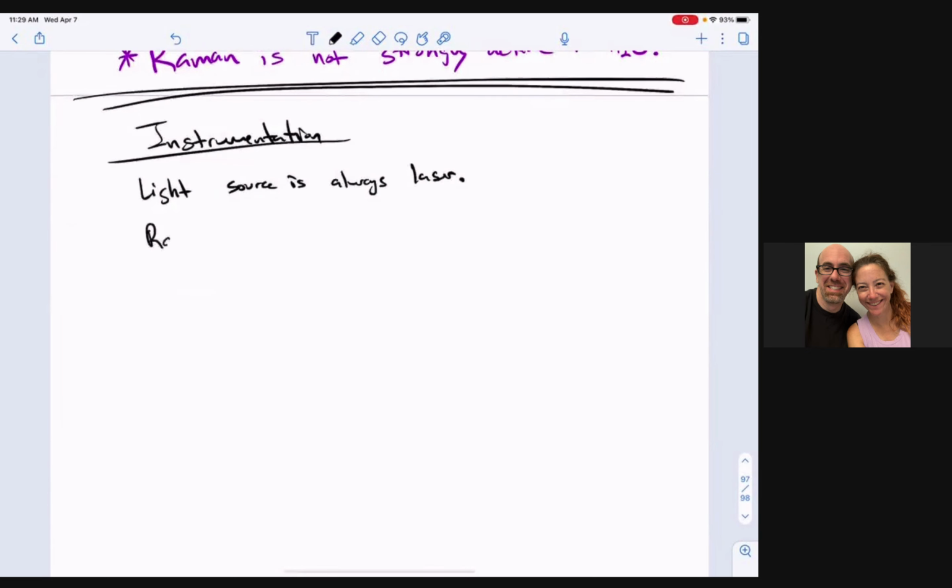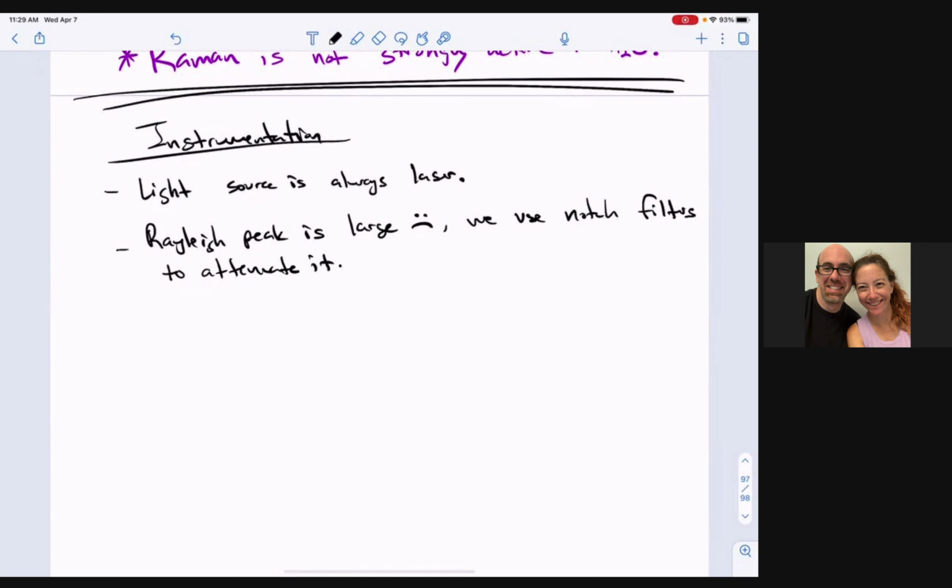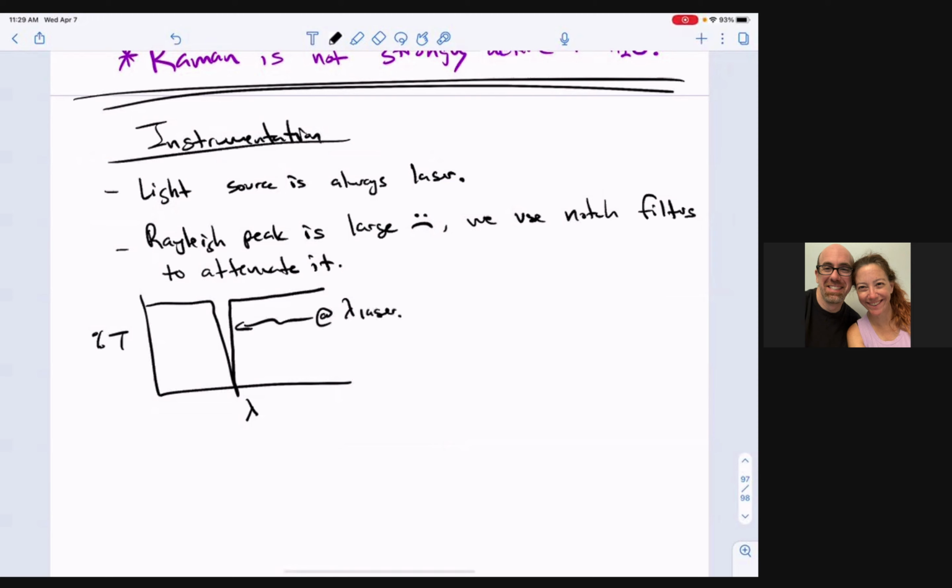The Rayleigh peak is quite large, and that makes me sad because it's a source of noise. So we use what's called a notch filter to attenuate it. A notch filter in spectroscopy is the opposite of an interference filter. An interference filter, remember, only lets in a certain number of wavelengths, correct? The notch filter has high transmission except at the laser wavelength.